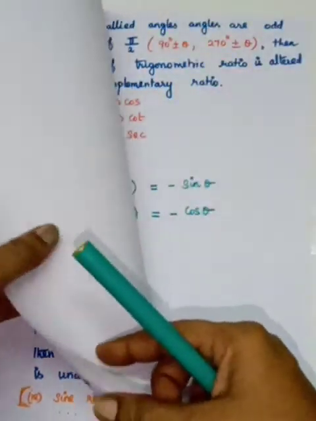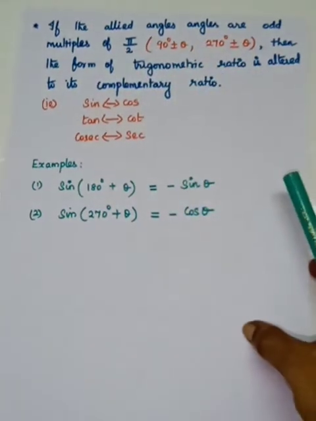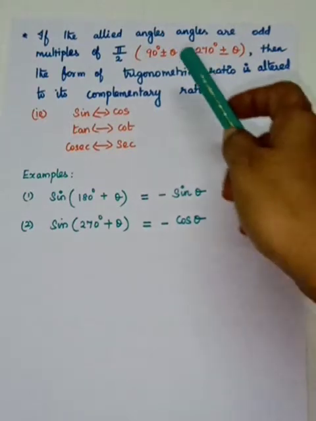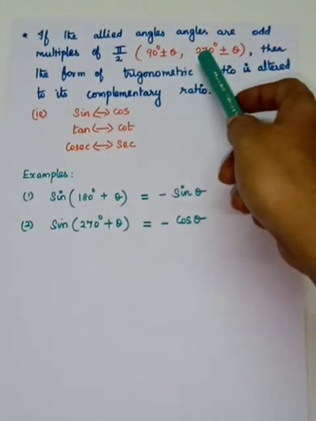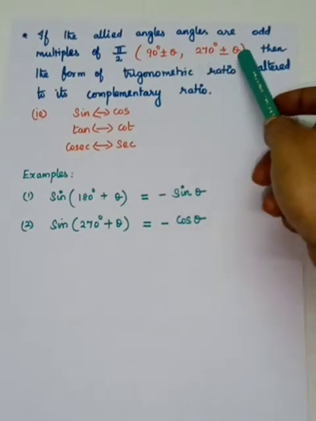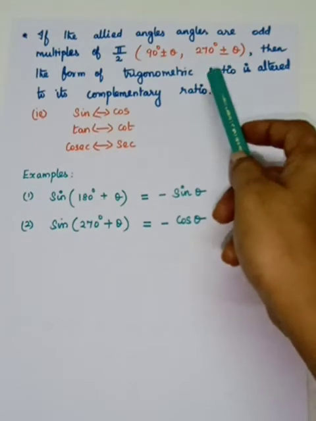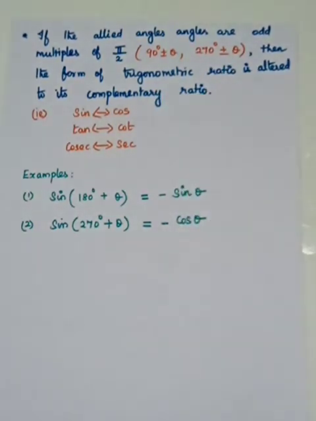At the next one, if the allied angles are odd multiples of pi by 2, that means what? Odd multiples of pi by 2, it is 1 into pi by 2, that is 90 degree plus or minus theta. 3 into pi by 2, 3 pi by 2 means 270 degree plus or minus theta. You have to change the trigonometry ratio to the complementary ratio.